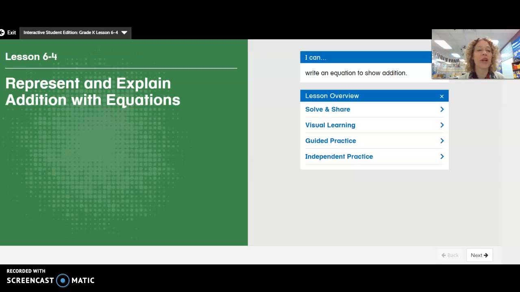Friends, let's take a look at our math today. We're on lesson 6.4, represent and explain addition equations. So when we finish our lesson today, we will be able to write an equation to show addition. Are you ready?